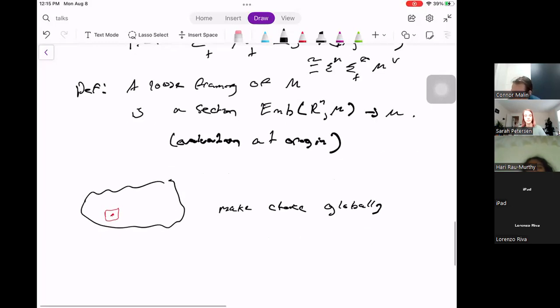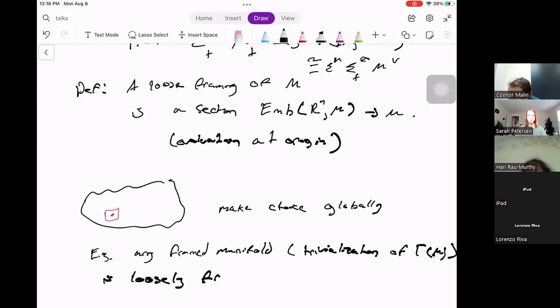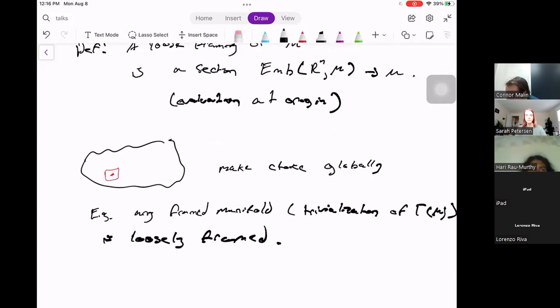Okay. For example, any framed manifold, this means you're given a trivialization of the tangent bundle, any framed manifold is also loosely framed. Okay, and this follows from the exponential map.